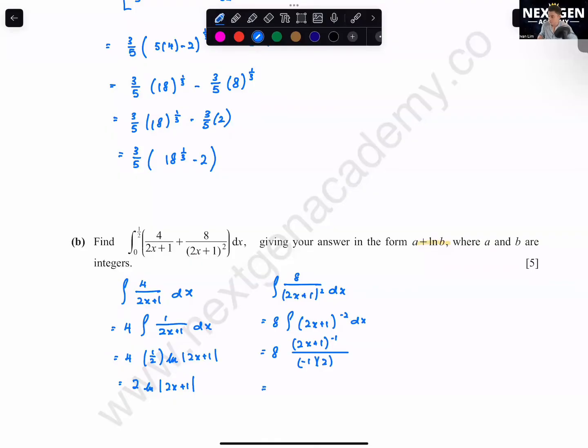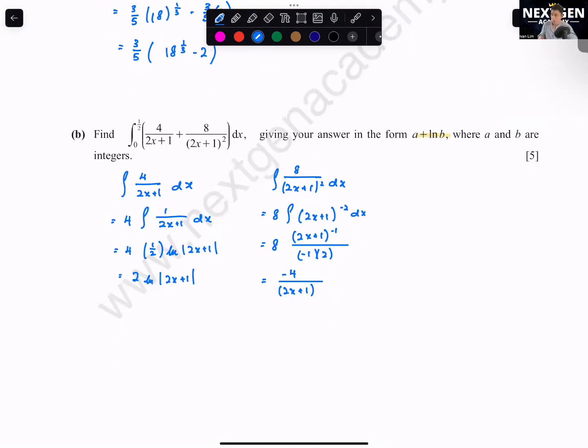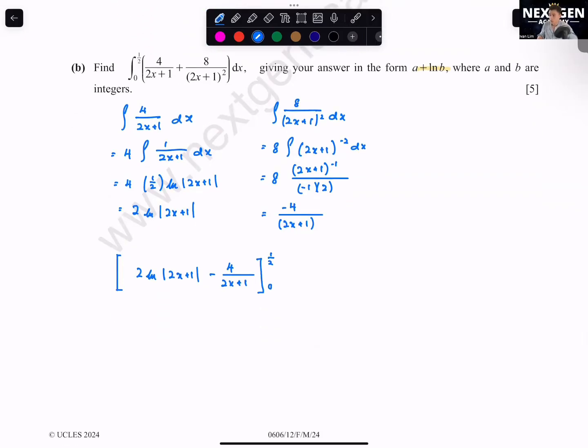Simplify this, you will get minus 4, then bring back the 2x plus 1 to the bottom. All right, now we have each of these. You can put it all into one equation also can. So 2 ln 2x plus 1 minus 4 over 2x plus 1 from 0 to 1 over 2. Okay, sub in the 1 over 2 and 0.